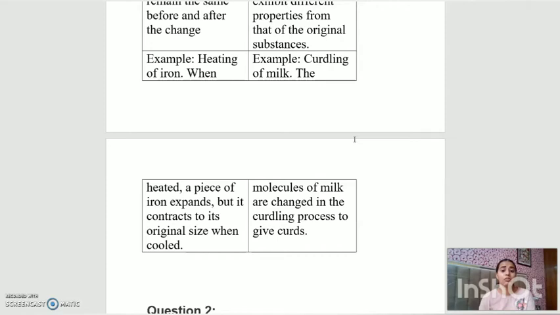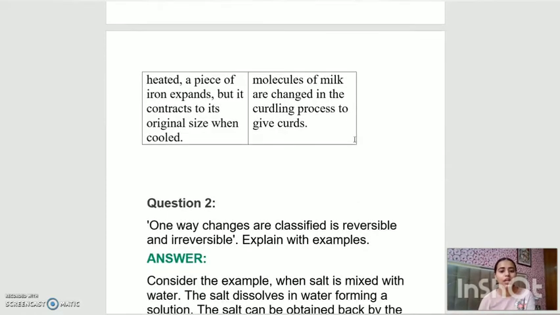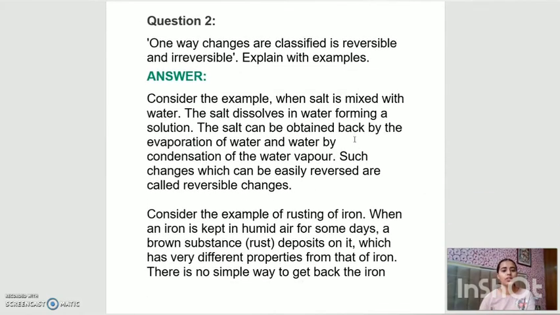Curdling of milk is that the molecules of milk are changed in the curdling process, which gives us curd, right? Moving further, question number 2.